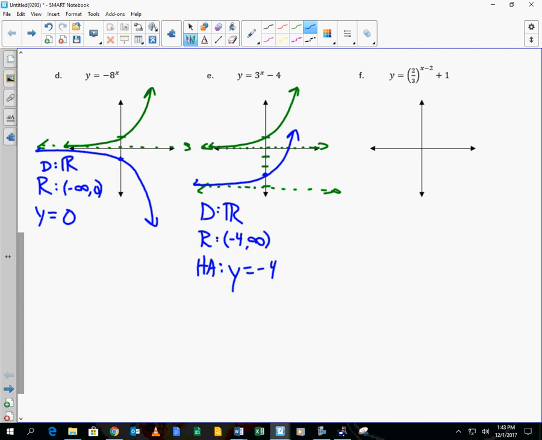So. Okay, the last one. How is this different? Okay, let's look at the parent function. Will the parent function start down and finish up, or start up and finish down? It will start up and finish down. Very good. So I'm going to cross through this spot right here. That's the parent function. Let's now produce the transformations. What is the transformation that occurs? It is up 1.